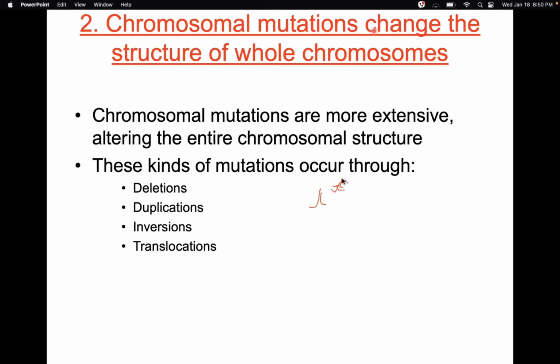Diba? Nagkaroon ka na ng mutation for the whole chromosome. So, marami ka na pong DNA na affected, not just a single site. Okay? So, chromosomal mutations are more extensive, altering the entire chromosomal structure. These kinds of mutations occur through your deletions, duplications, inversions, and translocations.